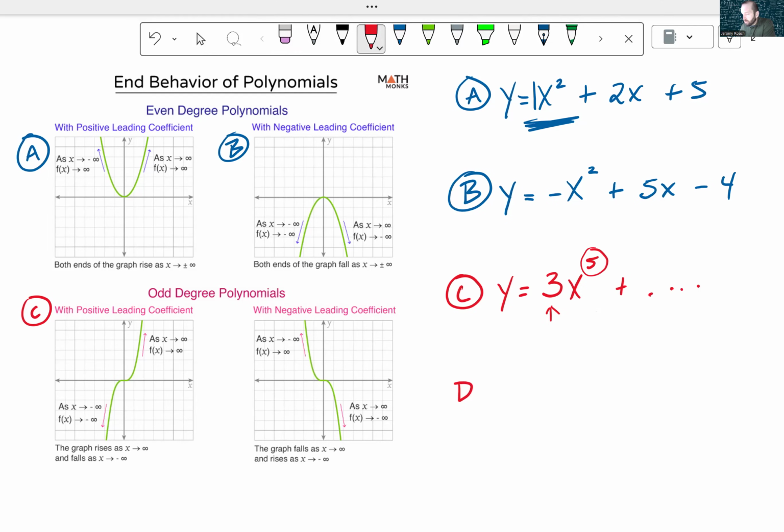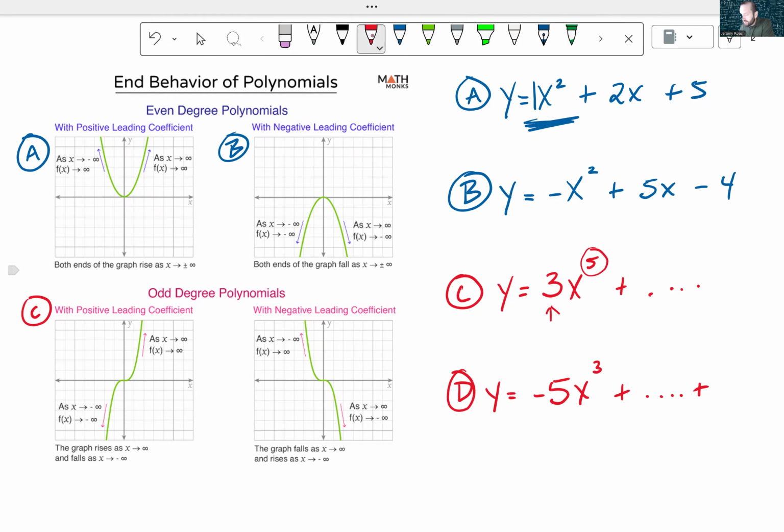And then finally for D, if we have an odd degree again, but a negative leading coefficient. So if we have like negative 5x cubed, so an odd degree, x cubed, negative leading coefficient, negative 5 is our leading coefficient. And then again, the rest of the polynomial, much less important. We're just looking at the first term.